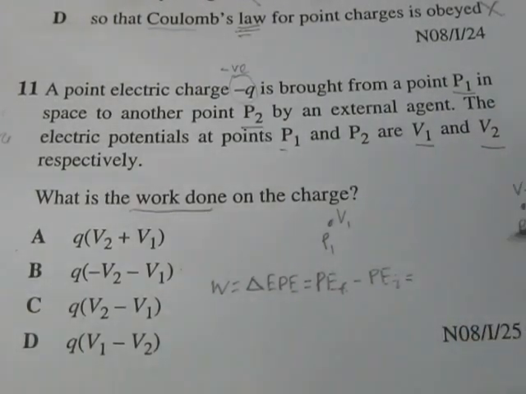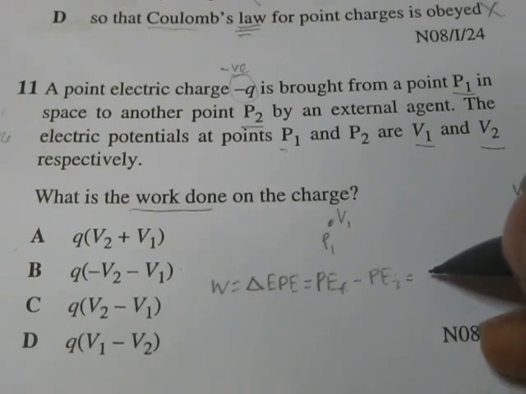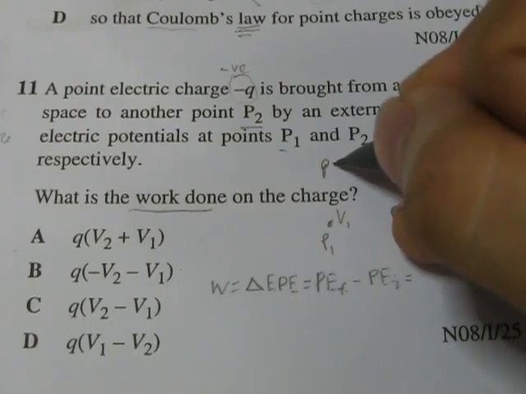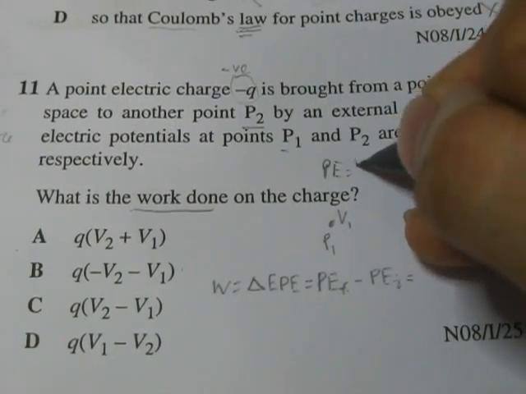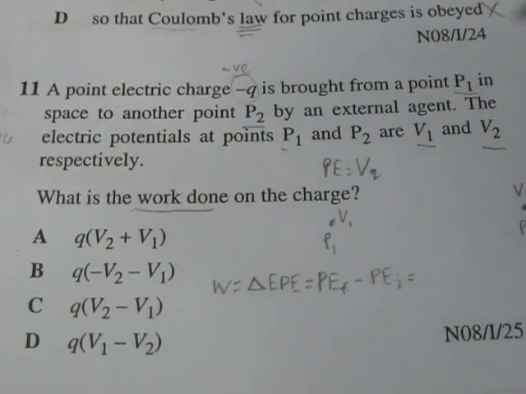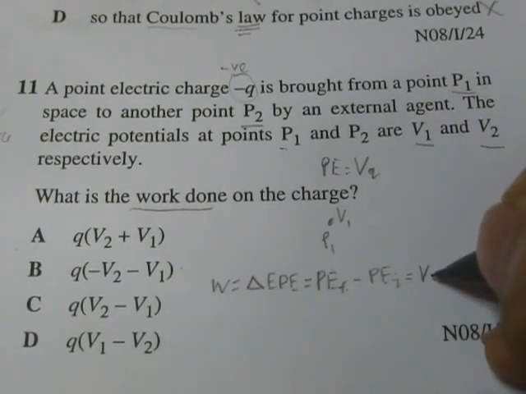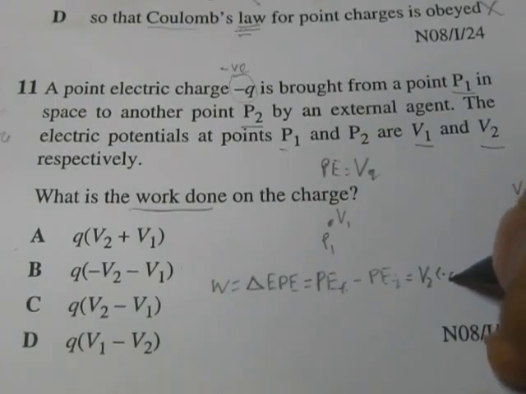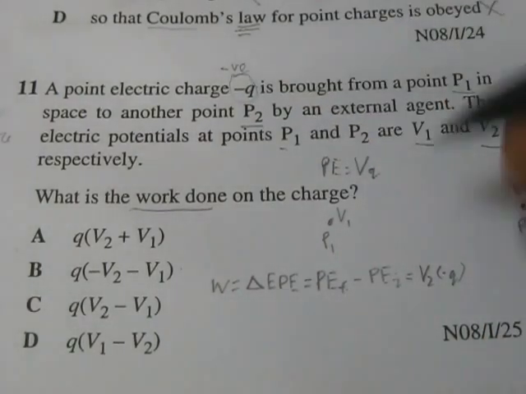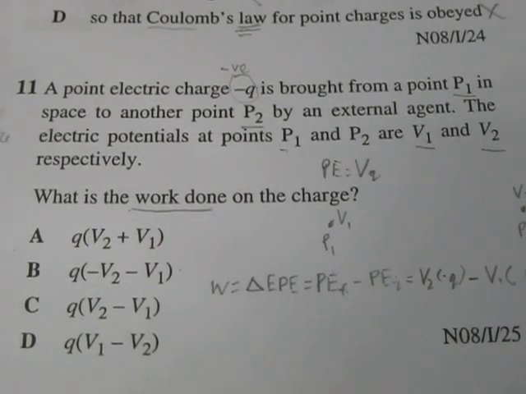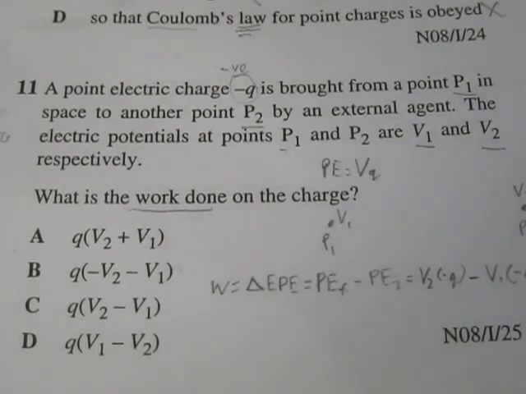And what is your final potential energy, right? PE is actually just V times Q, right? In this case, what's your final potential energy? It will be V2 times negative Q, right? Because your charge is negative. Minus away your initial, which is V1 times negative Q, correct?